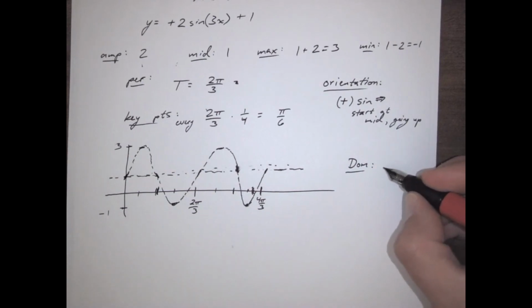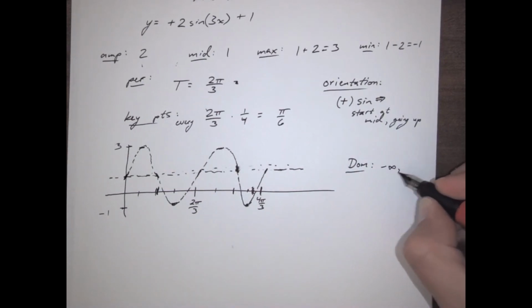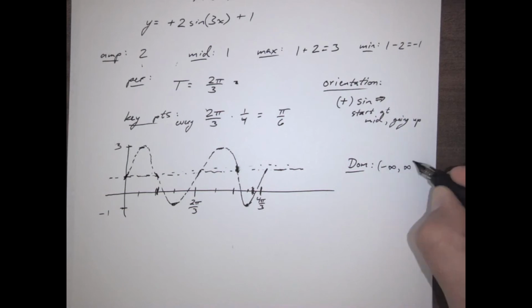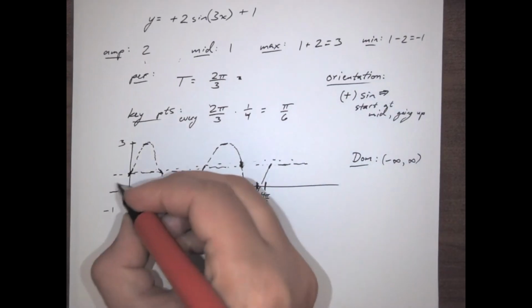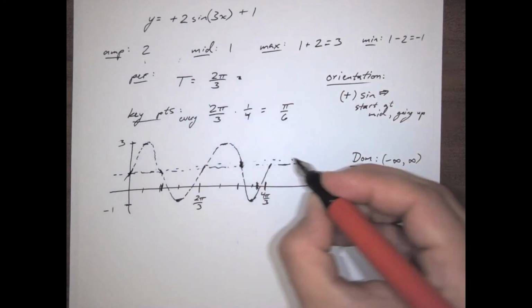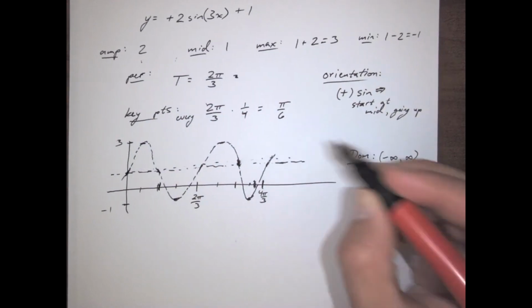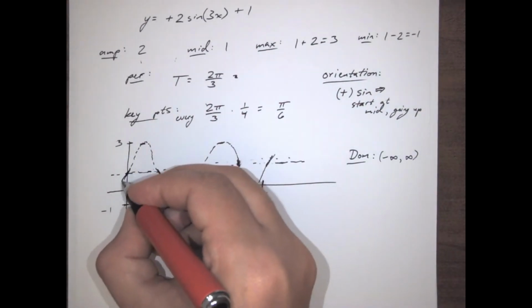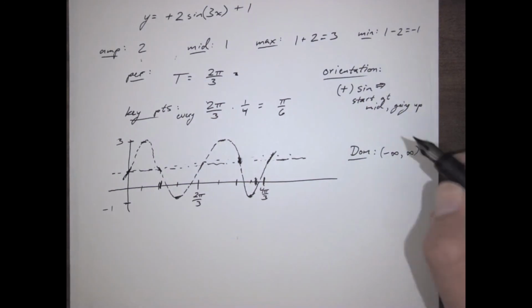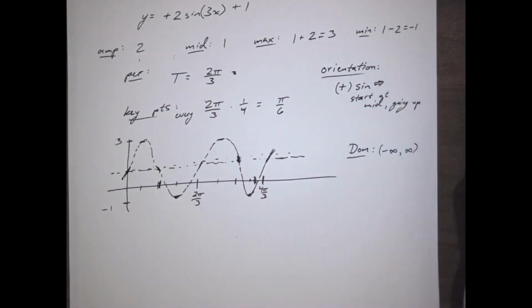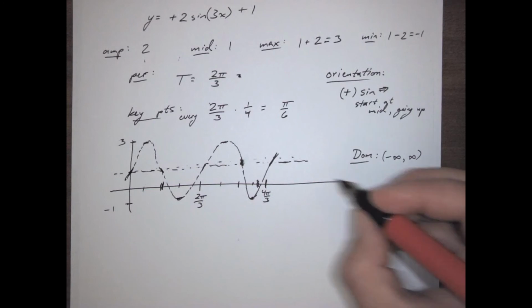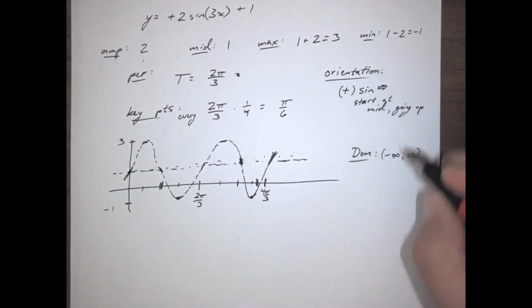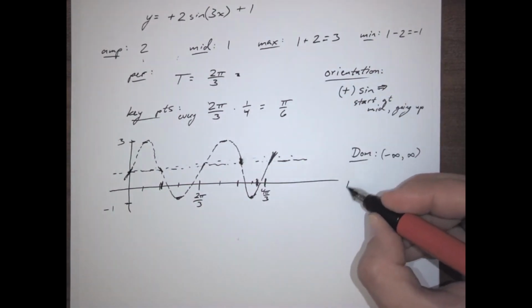Alright, domain. It may not surprise you to learn that the domain of this function is negative infinity to infinity. Where does it start? Never. Where does it stop? Never. We started drawing it at the y-axis, but by no means is that the beginning of the story. The function goes infinitely far in both directions, and that's what the domain represents.